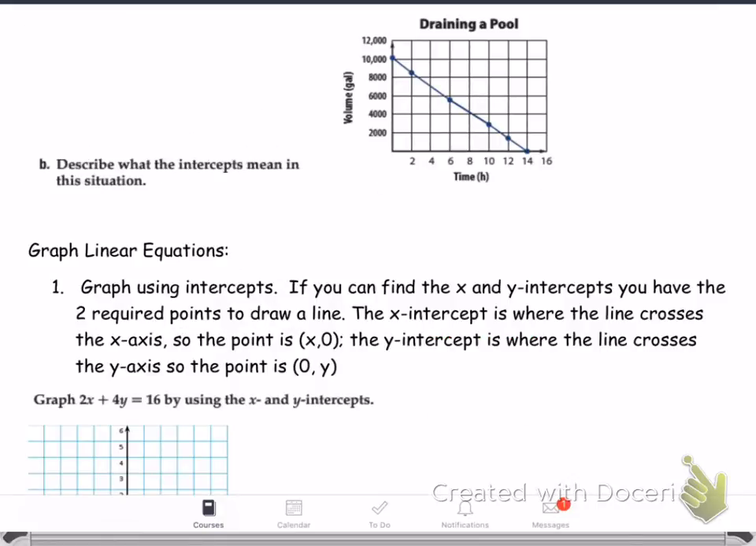You'll see here on the graph, the table said that my y-intercept was 0, 10,080 gallons. That's right here, my y-intercept. And then after 14 hours, that's my x-intercept. And so letter B is asking, now let's bring it back to the story. Describe what these intercepts actually mean in this situation. So what I want you to do is make a conjecture on what the y-intercept means in the story and what the x-intercept means.